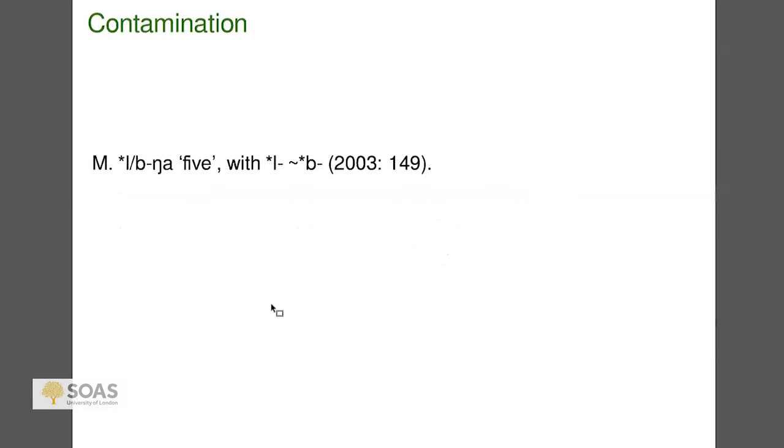And I think something like this happened in Sino-Tibetan, where Matisoff reconstructs lbnga for five with either an L or a B prefix. But actually, this is a sort of problem with using slashes in your notation. I'm not quite sure: does it mean either an L or a B, or does it mean either an L or a B or nothing, or both an L and a B? But in any case, it means something along those lines. So we think the L is etymological, which is to say the Sino-Tibetan word for five was lunga, like we get in Tibetan and in Dakpa.